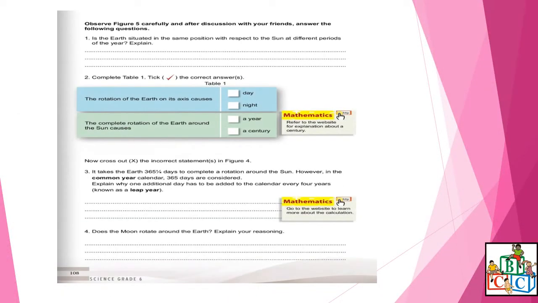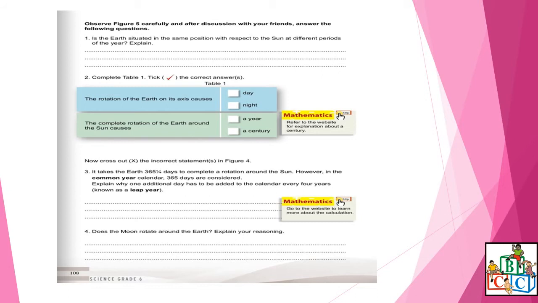Let's get back to our book, page 108. We'll take a look at the questions. So after having studied and observed figure 5, we'll have to answer the following questions. Let us see the first question. Is the Earth situated in the same position with respect to the Sun at different periods of the year?